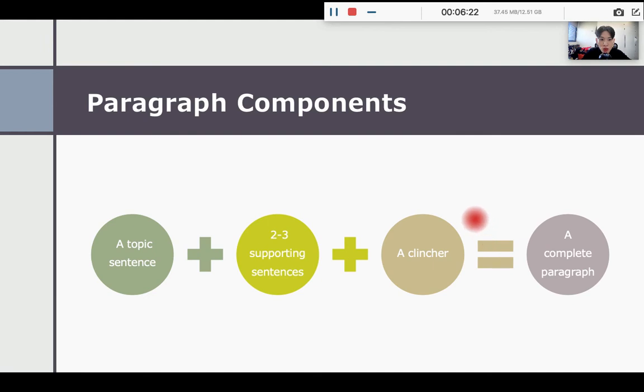Let me show you the paragraph components I am about to introduce. Later, you will know what a topic sentence is, what supporting sentences are, and what a clincher is. But now, please remember, in the future, when other people ask you what a complete paragraph is, you should be able to tell them that a complete paragraph is composed of a topic sentence, 2 to 3 supporting sentences, and a clincher. Okay? And now I'm going to explain each component respectively.